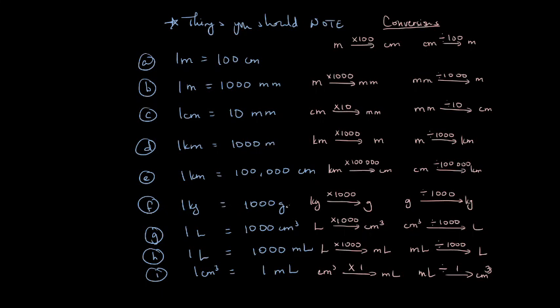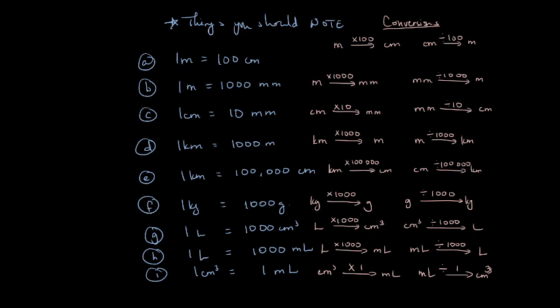1 kilogram is equal to 1,000 grams. 1 liter is equal to 1,000 centimeters cubed. 1 liter is also equal to 1,000 milliliters. 1 centimeter cubed is equal to 1 milliliter. And then we have our conversions right here.